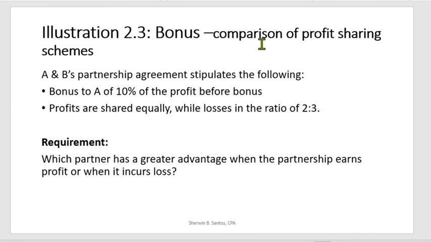Okay. Bonus, comparison of the profit sharing scheme. Let us take a look. A and B's partnership agreement stipulates the following. Bonus to A, 10% of the profit before bonus. Profits are shared equally while losses in the ratio of 2:3. So, tingnan mo yung bonus dyan. This is bonus before bonus scheme. The requirement is which partner has a greater advantage when the partnership earns profit or when it incurs loss.